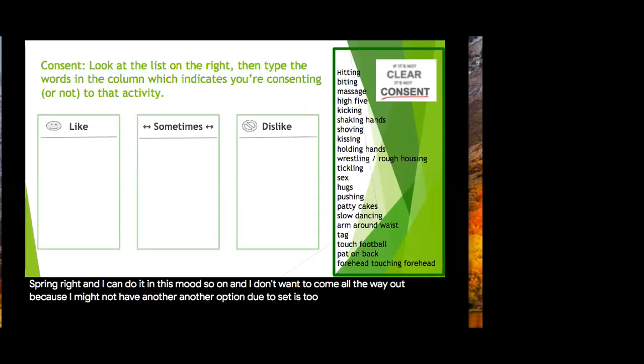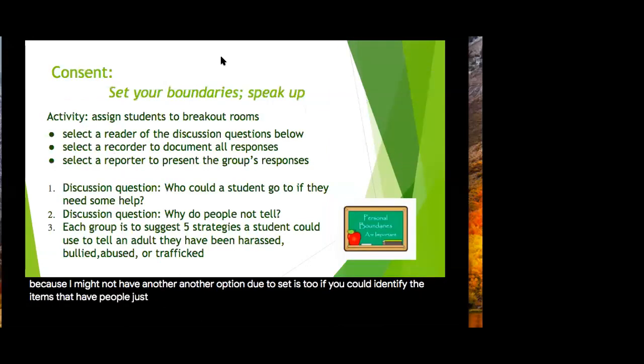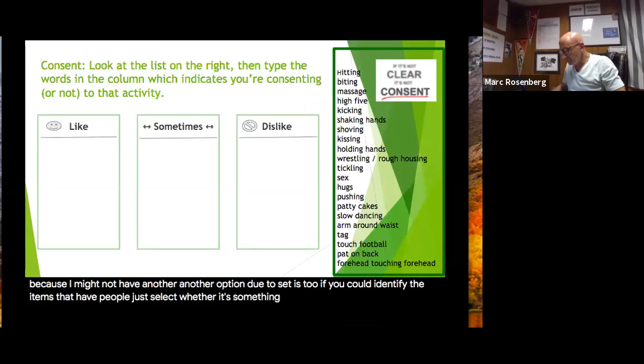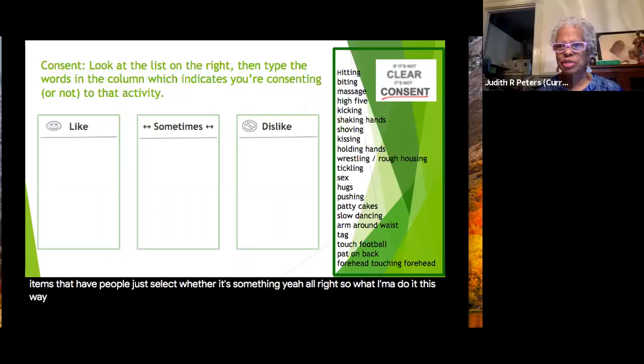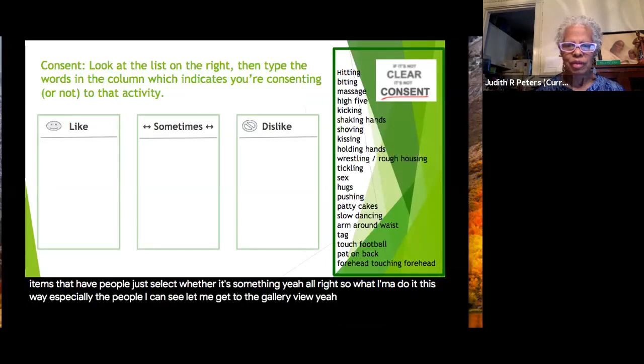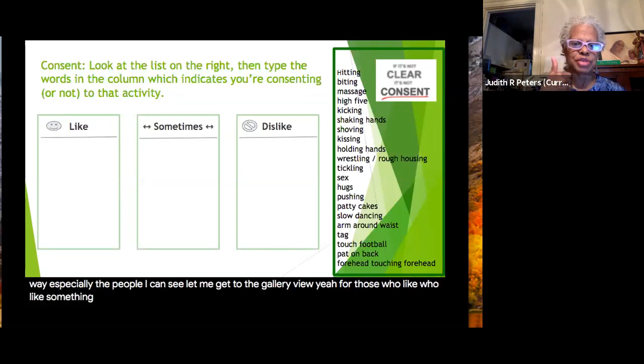You could identify the items and have people just select whether it's something. Right. So what I'm going to do is do it this way, especially with the people I can see. Let me get to a gallery view. For those of you who like something, thumbs up. Dislike something, thumbs down, and to the left or to the right sometimes. All right. Hitting.